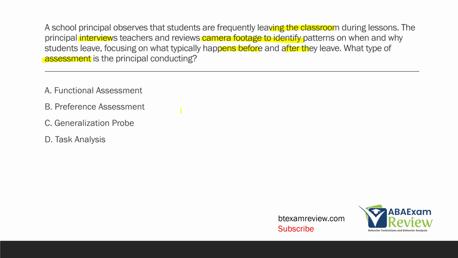What about B, preference assessment? Well, the principal at no point is looking at what these students like or don't like. They're not looking at preferences. C, a generalization probe. The principal isn't probing anything and they're not programming for generalization. So C is out. And then D, a task analysis. The principal isn't breaking down behaviors into steps. They're looking at the behavior as a whole using indirect and direct measurement to figure out why that behavior might be happening.